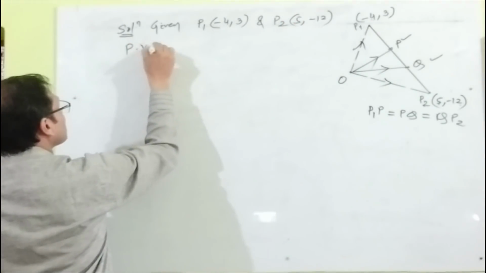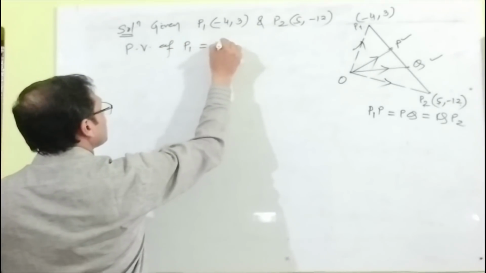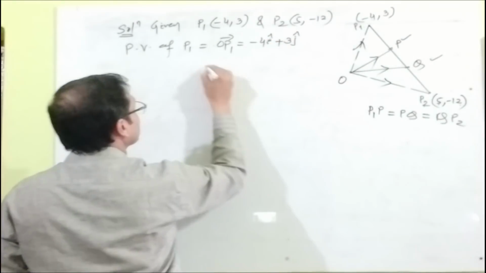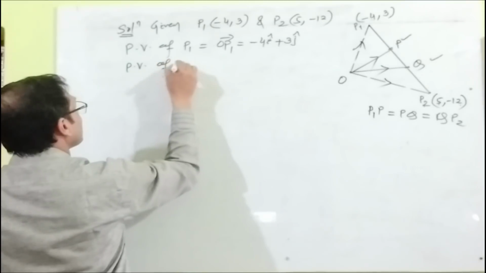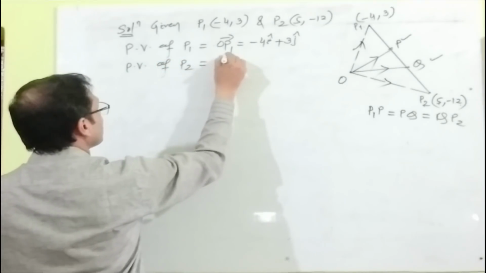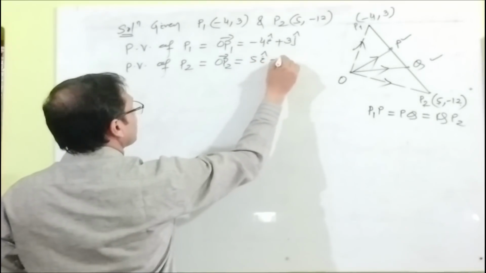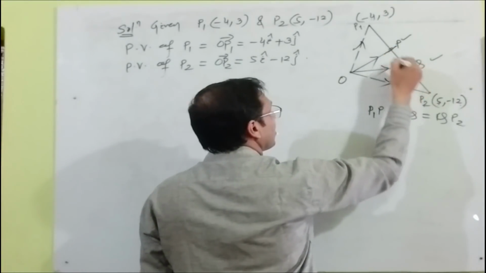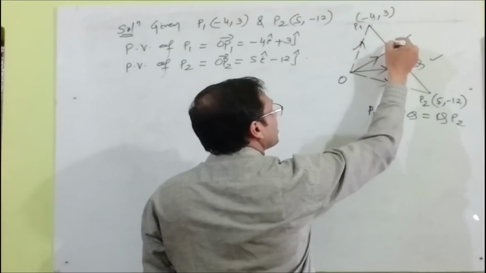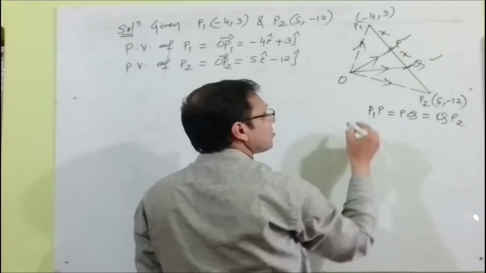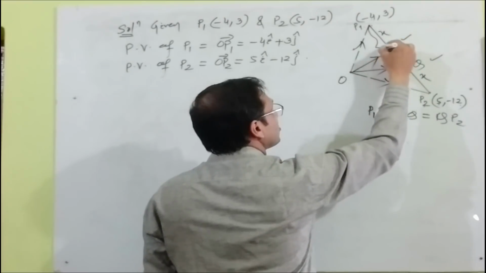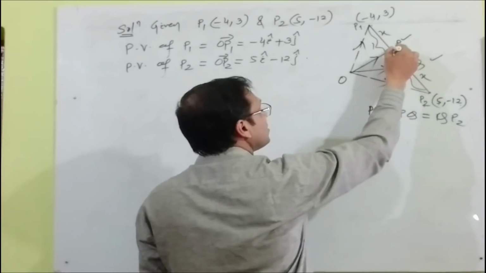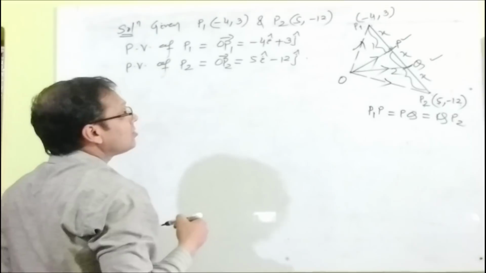Now position vector of P1, first you will find, that is OP1 vector is equal to minus 4 i cap plus 3 j cap, and that of P2, OP2, is equal to 5 i cap minus 12 j cap. Now since P and Q are the points of trisection, that means if P1P is X, then this one also X, this one is also X. So this is to this, that is X is to 2X. So 1 is to 2. So P divides P1 and P2 in the ratio 1 is to 2.